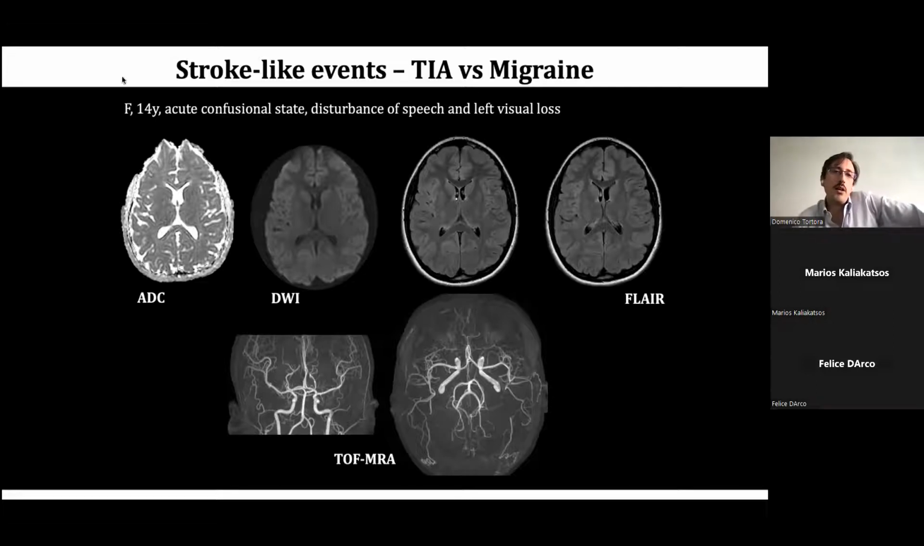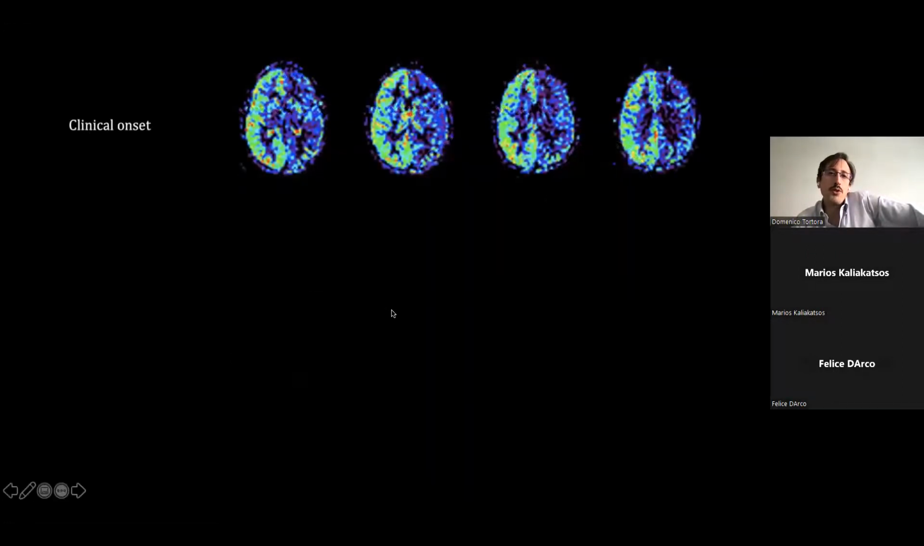Here you can see normal structural MR images, no restricted diffusion on DWI sequences, no lesion on FLAIR, normal MR angiography. But if you look at the brain perfusion acquired at clinical onset, you can see the hyperperfusion of the cerebral cortex on the left side.